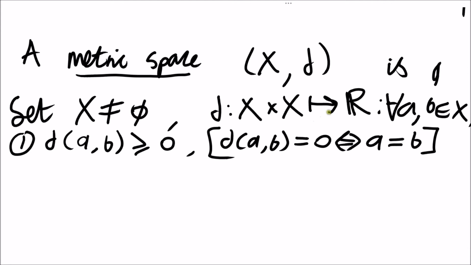Now, it's really a good idea as you're thinking about these definitions to think of d as a distance. It's like the distance between a and b. So in our everyday intuition, distances are always non-negative, and the only time the distance between a pair of things is 0 is when those things are in identical places, or identical, if you like.